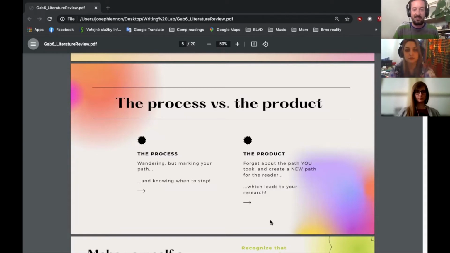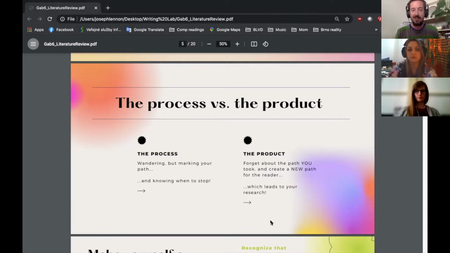And Abbie is going to, in a moment, take over and tell you about the process. And then I'm going to take back over after a few minutes and tell you more about the product, which is different, right? Because once you've spent days, months, years researching and following a path through the research.